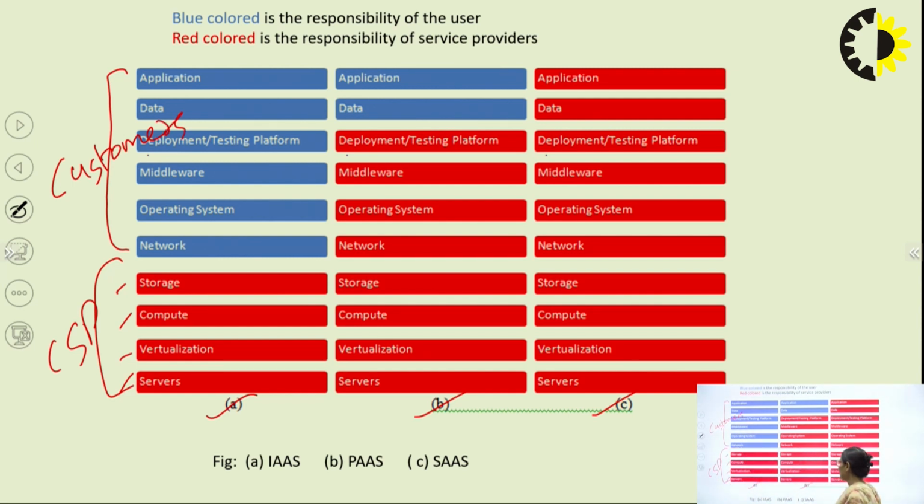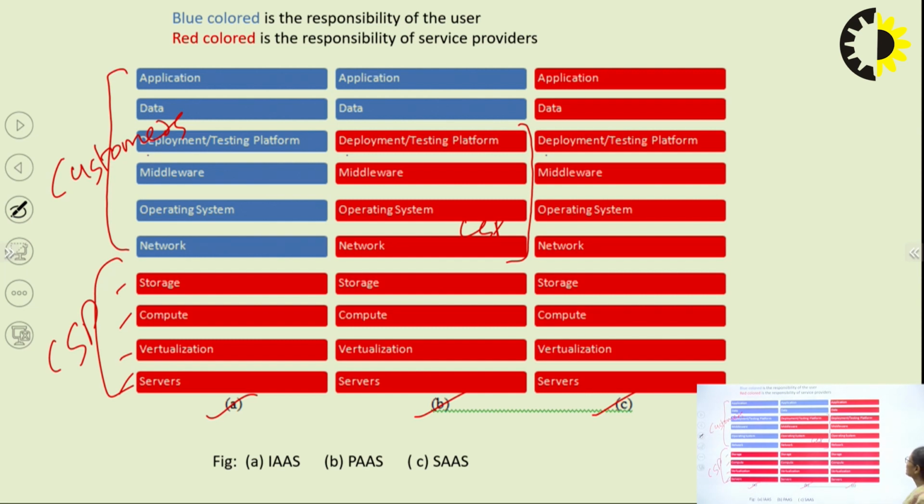Now, in the case of PaaS, we are having servers, virtualization, compute, storage. Up till here, we are having infrastructure. Then above that, we are having the components which provide the platform for developing the applications, for testing the applications, or for deploying the applications. So again, in the case of PaaS, these components are with the CSP. And above that, this is with the end user.